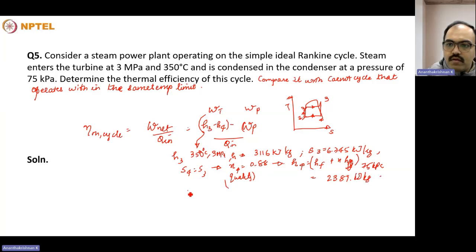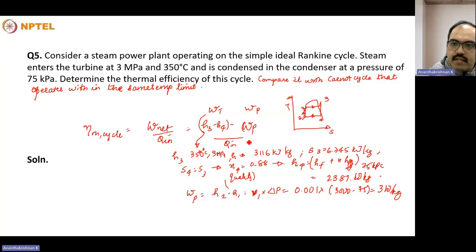Now coming to the work input to the pump, that will be equal to H2 minus H1. That can be written as the specific volume of the fluid, 0.001, multiplied by the pressure difference. So that's 0.001 into 3000 kilopascal minus 75 kilopascal, that will be equal to 3 kilojoule per kilogram. So you get everything that you require here, and then you need a heat input.